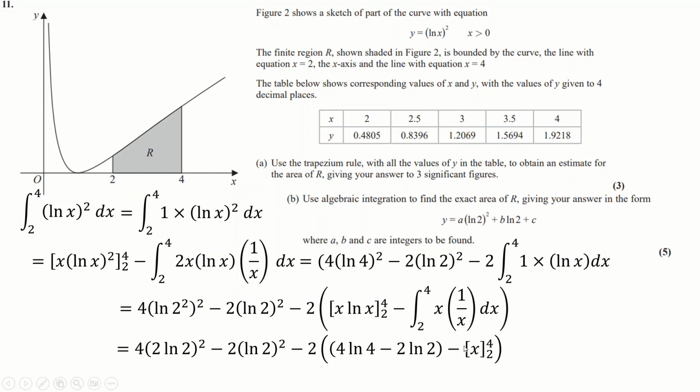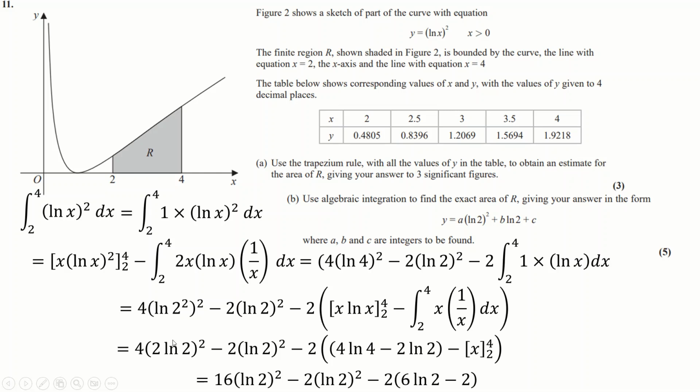Expand out that 2. Be careful with these negatives. Some of them are going to become positives, like this last one here. 4 minus 2 is 2, is where that comes from. This is just 2 log, this is 2 squared, and then that 2 goes there to make 8 log 2, minus 2 log 2 is 6 log 2. Very similar to the question I did here.